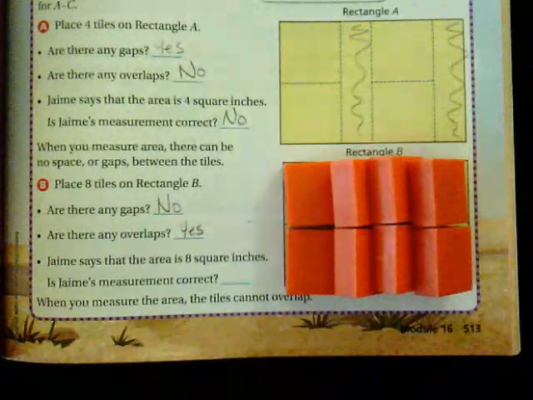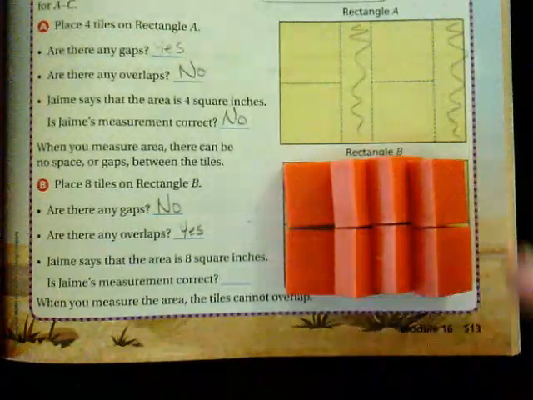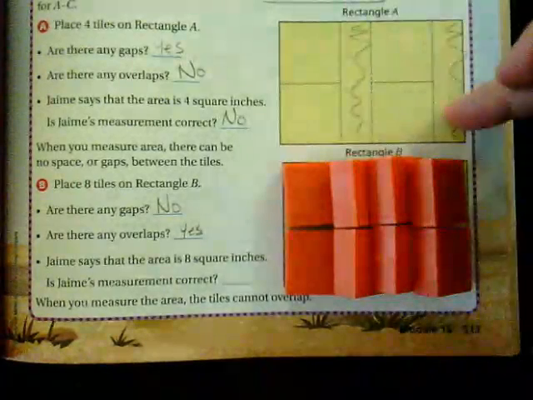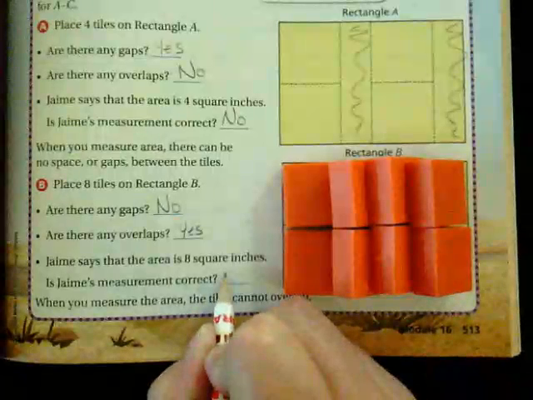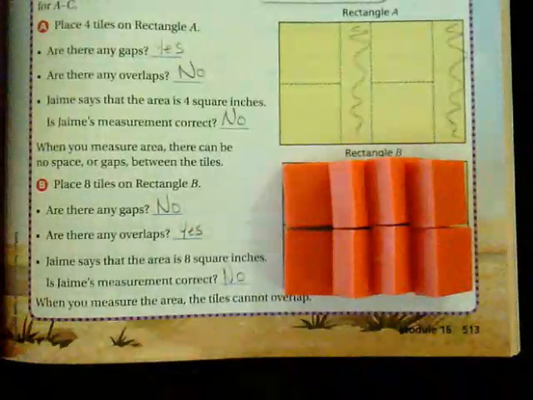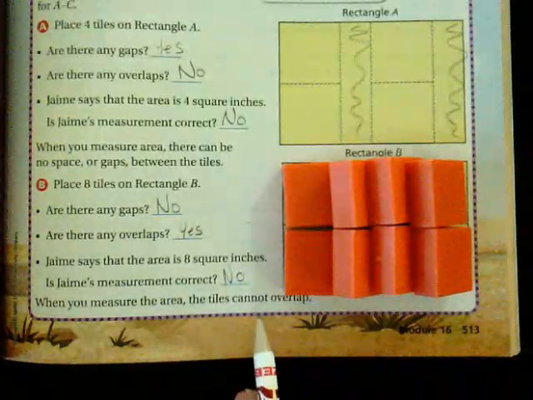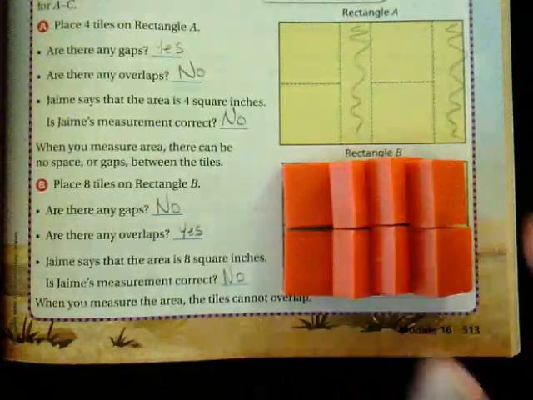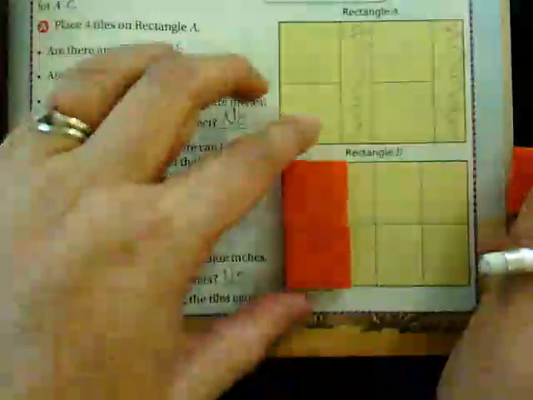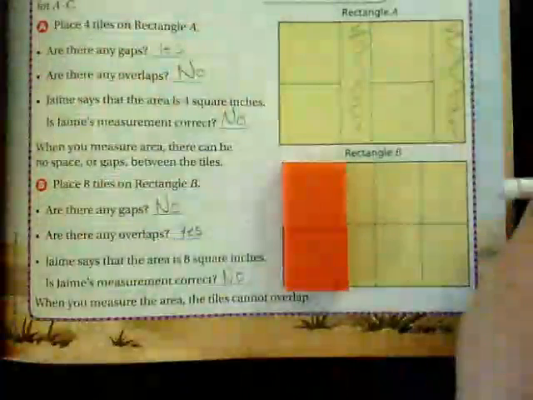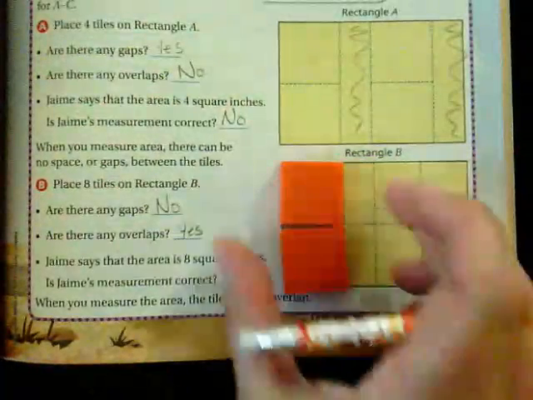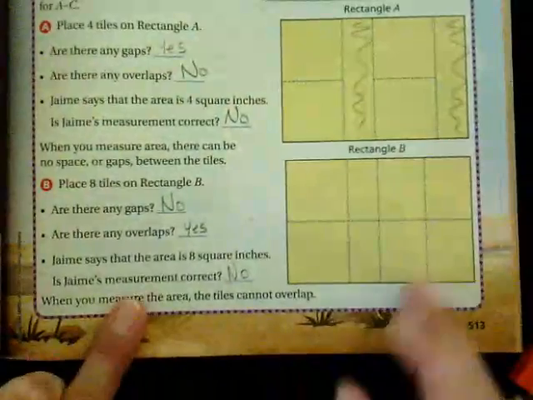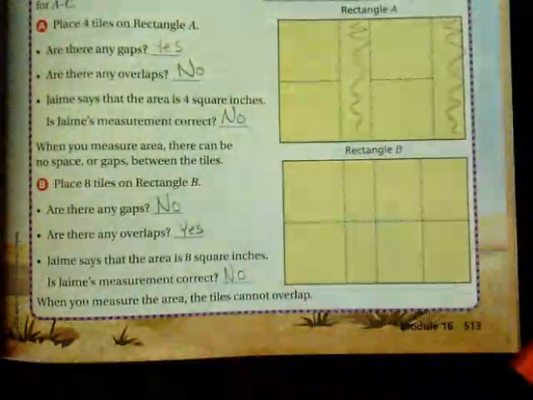No. So I'm thinking 8 might be too many. 4 wasn't enough because I had gaps. 8 is too many because I have overlaps. So is Jamie's measurement correct on that one? No, it's not. So when we measure the area, the tiles cannot overlap. The tiles have to be flat on the page, just like this. Okay? They can't be sticking up at an angle. So on the next slide, we're going to keep investigating this to help Jamie figure out what the area of this rectangle is.